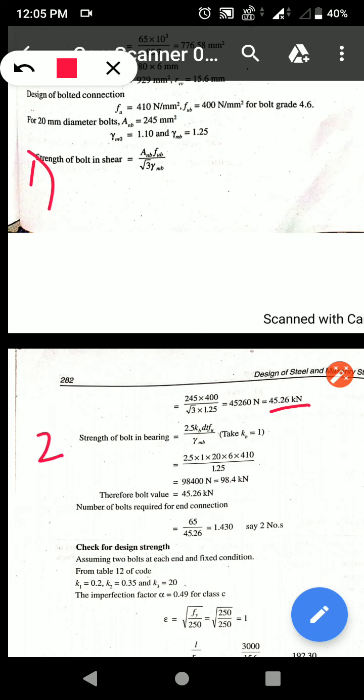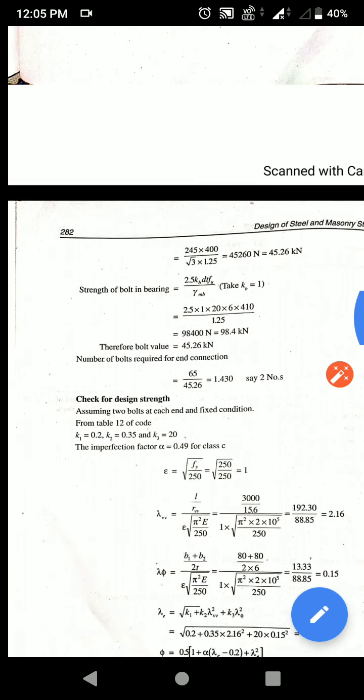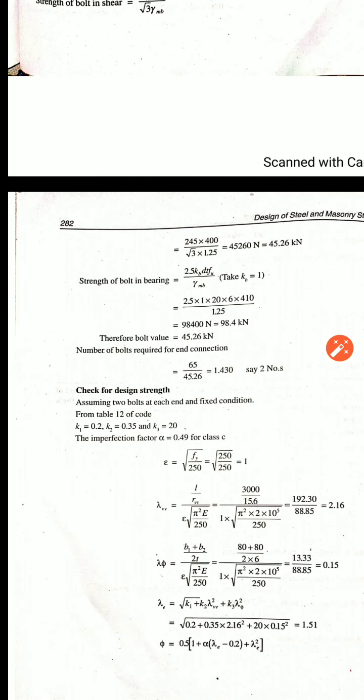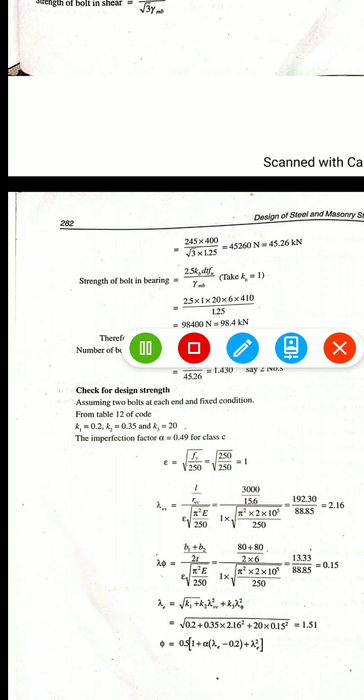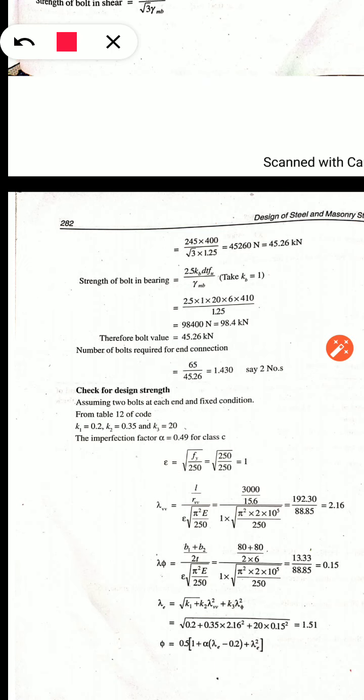Next, strength of bolt in bearing. Strength of bolt in bearing is given by 2.5 kb d t Fu divided by gamma mb. So kb is nothing but the least of 4 values. Since this is a design problem, we can assume directly kb as 1. So assume kb as 1, 2.5 kb, d is diameter 20 and t is thickness of plate 6 mm and Fu is 410 divided by gamma mb 1.25. So the design strength in bearing is 98.4.